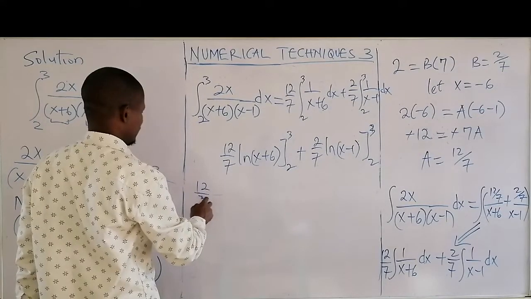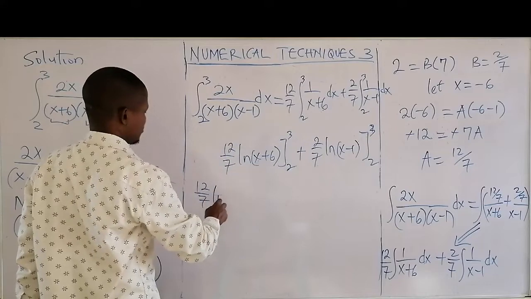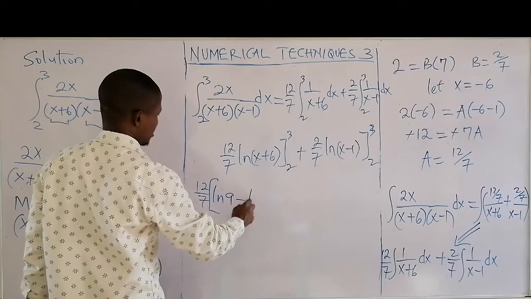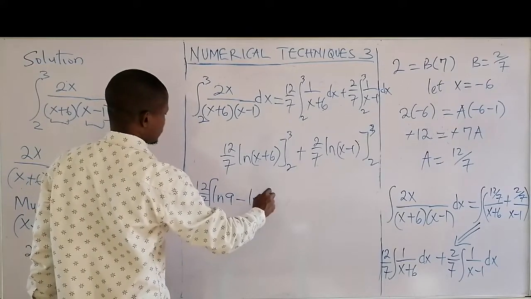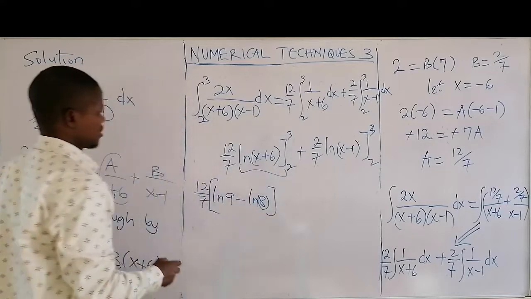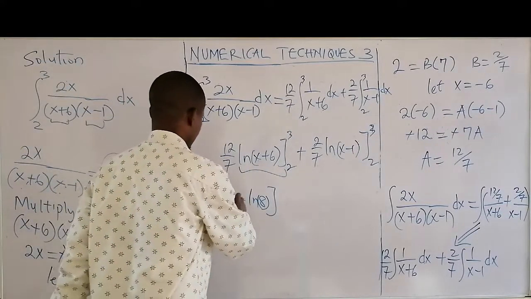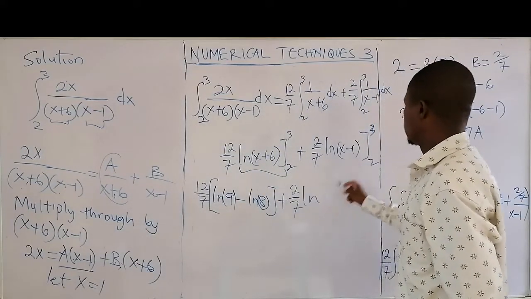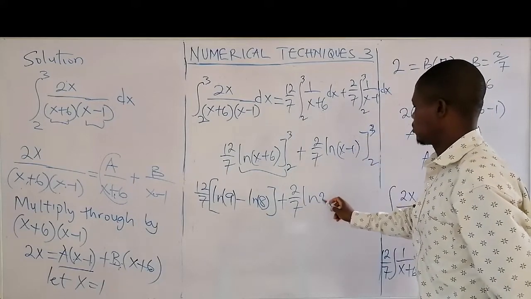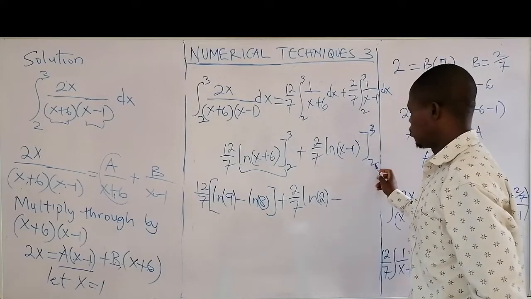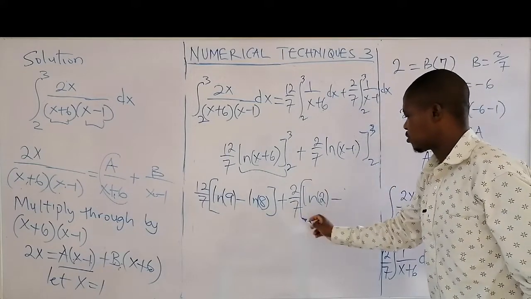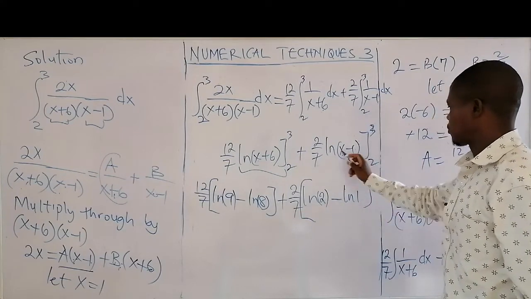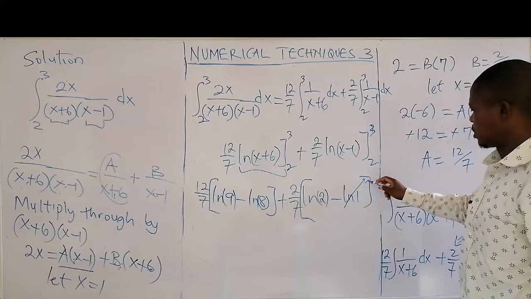That's 12 over 7. That will be ln 3 plus 6, that's 9, and minus ln 8. So I'm through with this now. Then the second one, plus 2 over 7, ln 3 minus 1, that's ln 2. Then minus the lower boundary, that's 2 over 7. Let's just close it this way. Ln 2 minus 1, that's ln 1. ln 1 is 0, so this one is cancelled out.